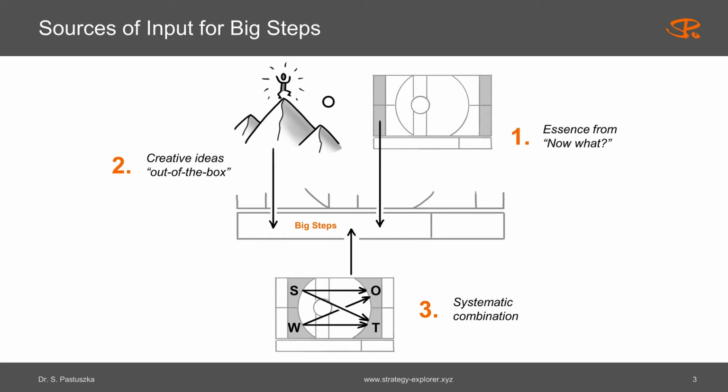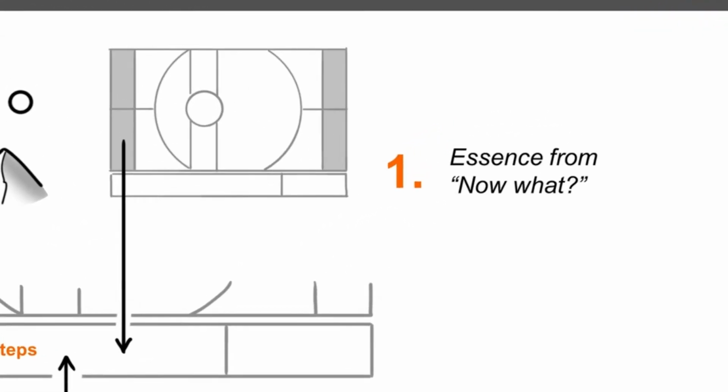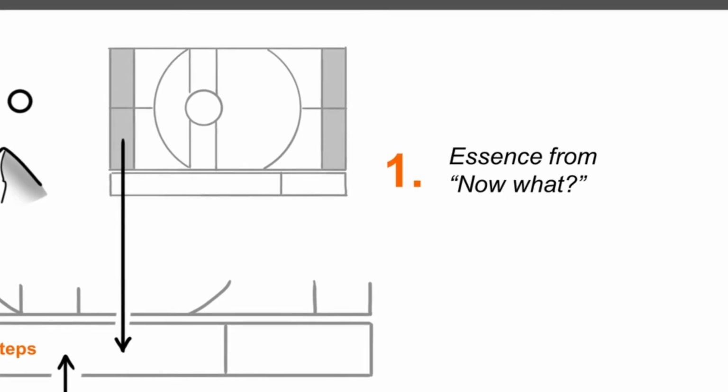The straightforward way is to copy the really strategic moves that have come up in the SWOT analysis and put them into the Big Steps field. If there are minor things that add up to a relevant field of action, cluster them under a new headline.